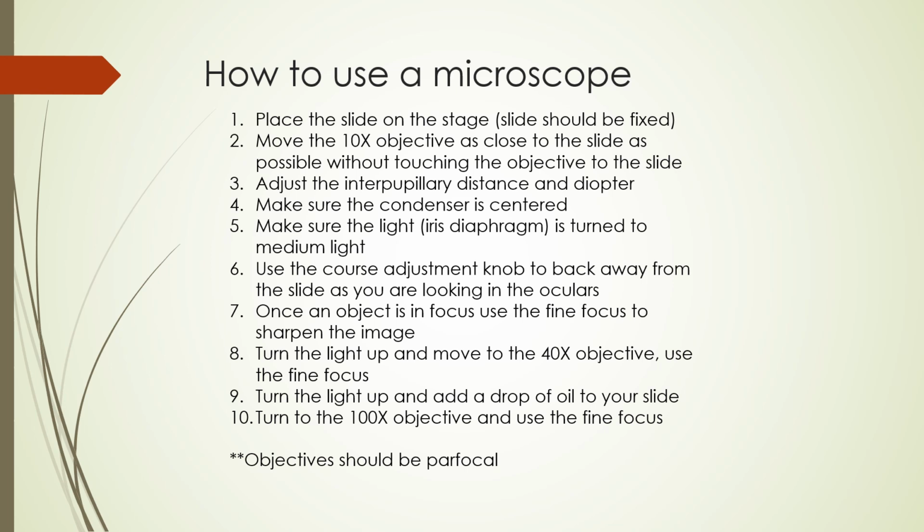Then what you want to do is take your coarse adjustment knob and back away from the slide a little bit at a time as you're looking through the oculars. Once the object comes into focus with the coarse adjustment knob, then it's time to use the fine adjustment knob to sharpen that image. Turn the light up and then go to your 40x objective. Use your fine focus and turn the light up a little bit to get the object into focus a little bit better.